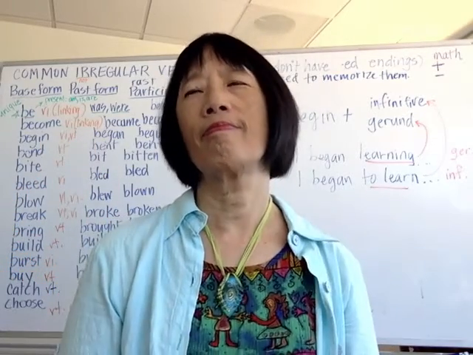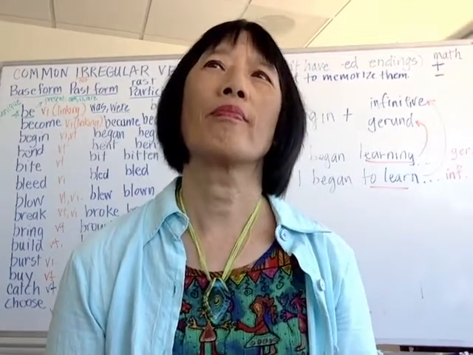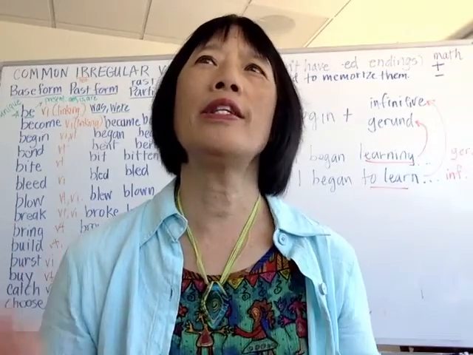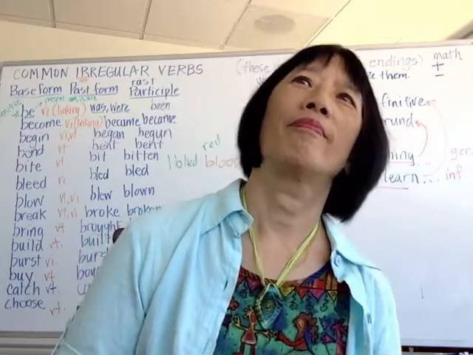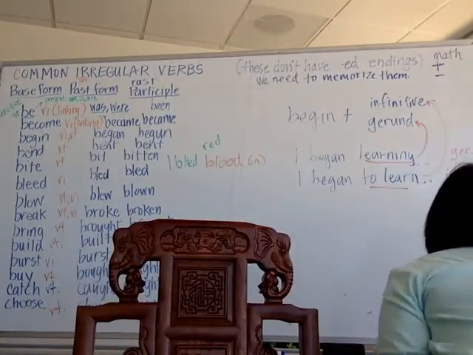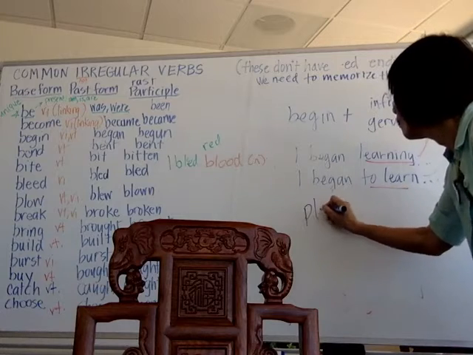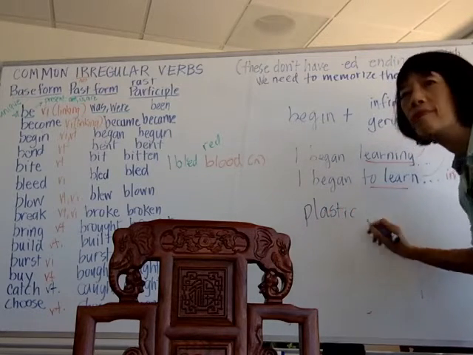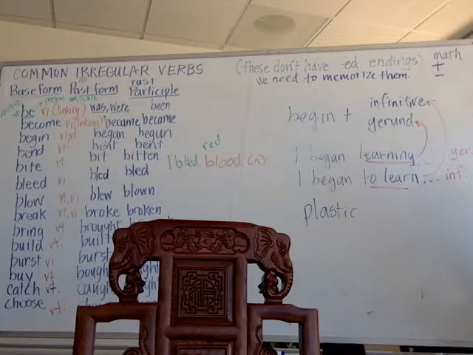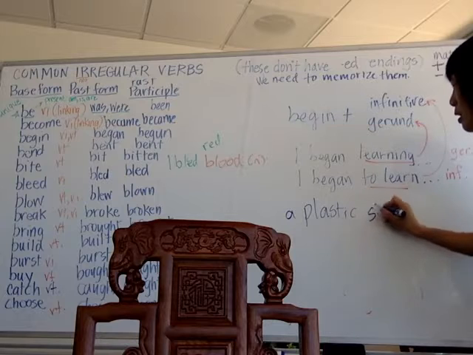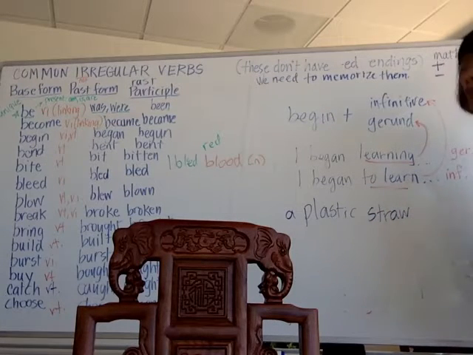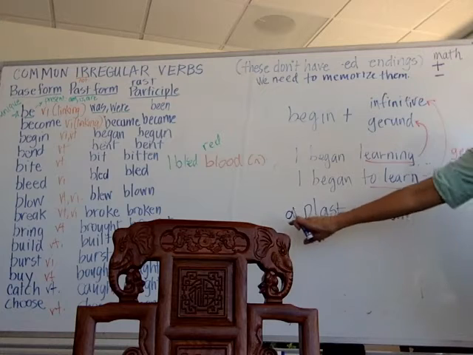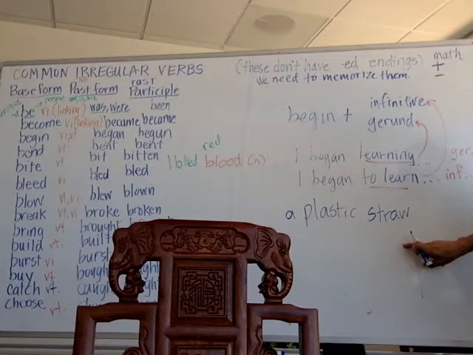No. Plastic. What is plastic? Plastic. You need to know this word, plastic. You must know this word. Oh, 塑料. Okay, this is an important word for you to know. Plastic. Okay, and the next word I said was straw. So, do you know what this means? A plastic straw? No? Okay.